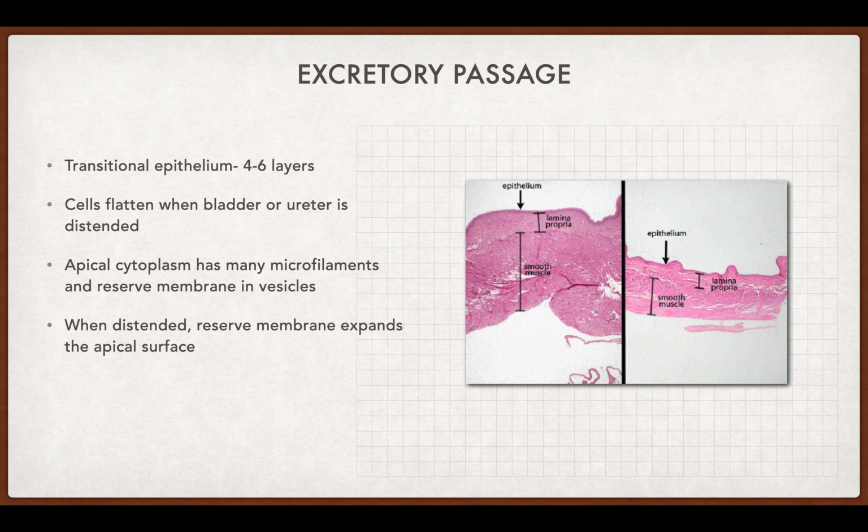Okay, so the excretory passage occurs within the transitional epithelium, which is about 4 to 6 layers. The cells flatten when the bladder or the ureter is distended, like blowing into a balloon. It's going to stretch out and get thinner. The apical cytoplasm has many microfilaments, and those will stay as a reserve membrane in the vesicles. And then when distended, the reserve membrane can also expand on the apical surface, allowing more surface area.